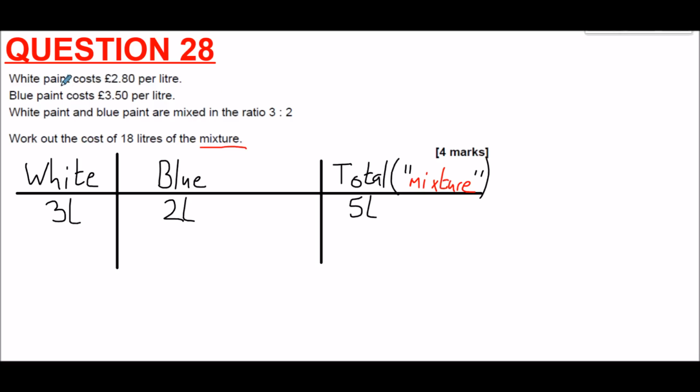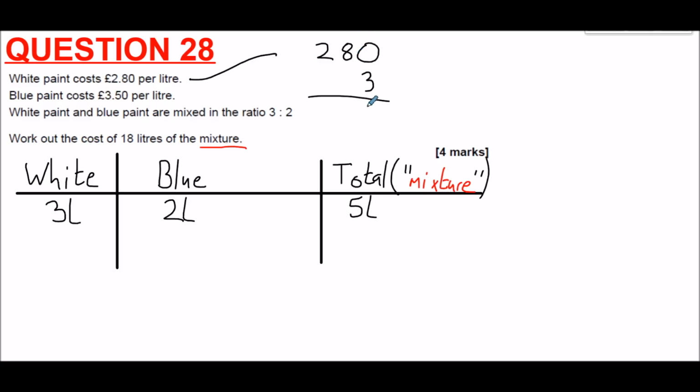So what we're told is the white paint costs £2.80 per litre. And so if you had 3 litres of white, that would be £2.80 times 3. And so we can do this. Forget the decimal first of all, and just do 280 times 3.